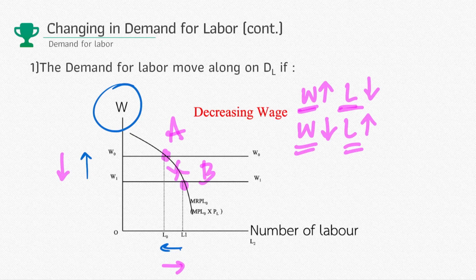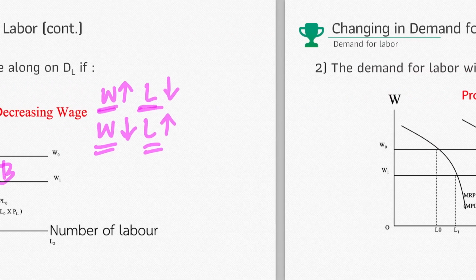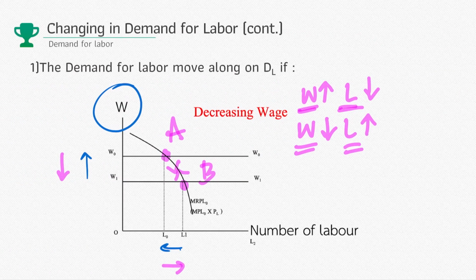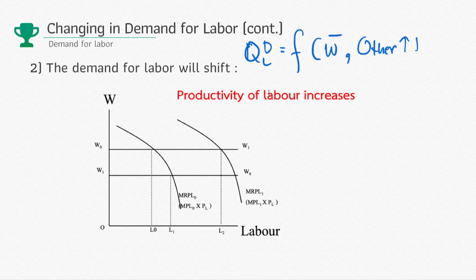All of you can explain. Okay, later on the shift could change. I will give you the equation. QL, demand for labor, is a function of wage, other things being equal. Wage can change, but in this equation wage is constant, right? Because wage is constant now, but other factors can increase or decrease, and affect demand for labor.